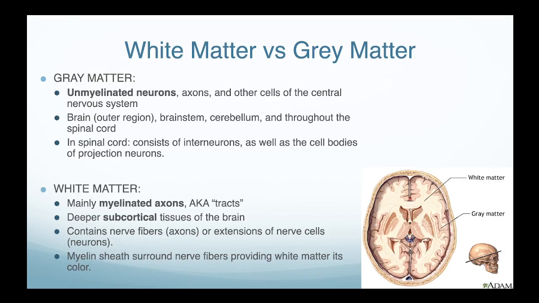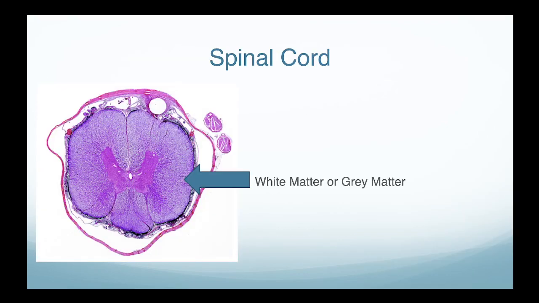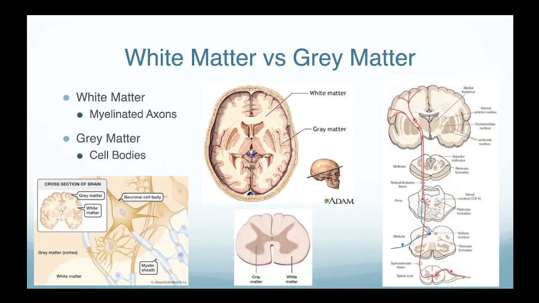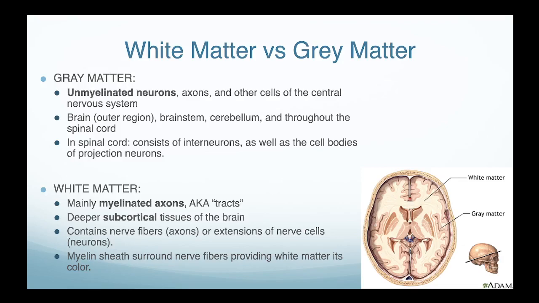So this kind of goes into more detail about the difference between gray matter versus white matter. So take, for instance, this cross-section of your spinal cord. What's this region on the outside? So the outside is going to be your myelinated nerves. So that's going to be myelinated axons. So that's going to be your white matter. And right there in the middle is going to be the gray matter, consisting mostly of cell bodies and dendrites.